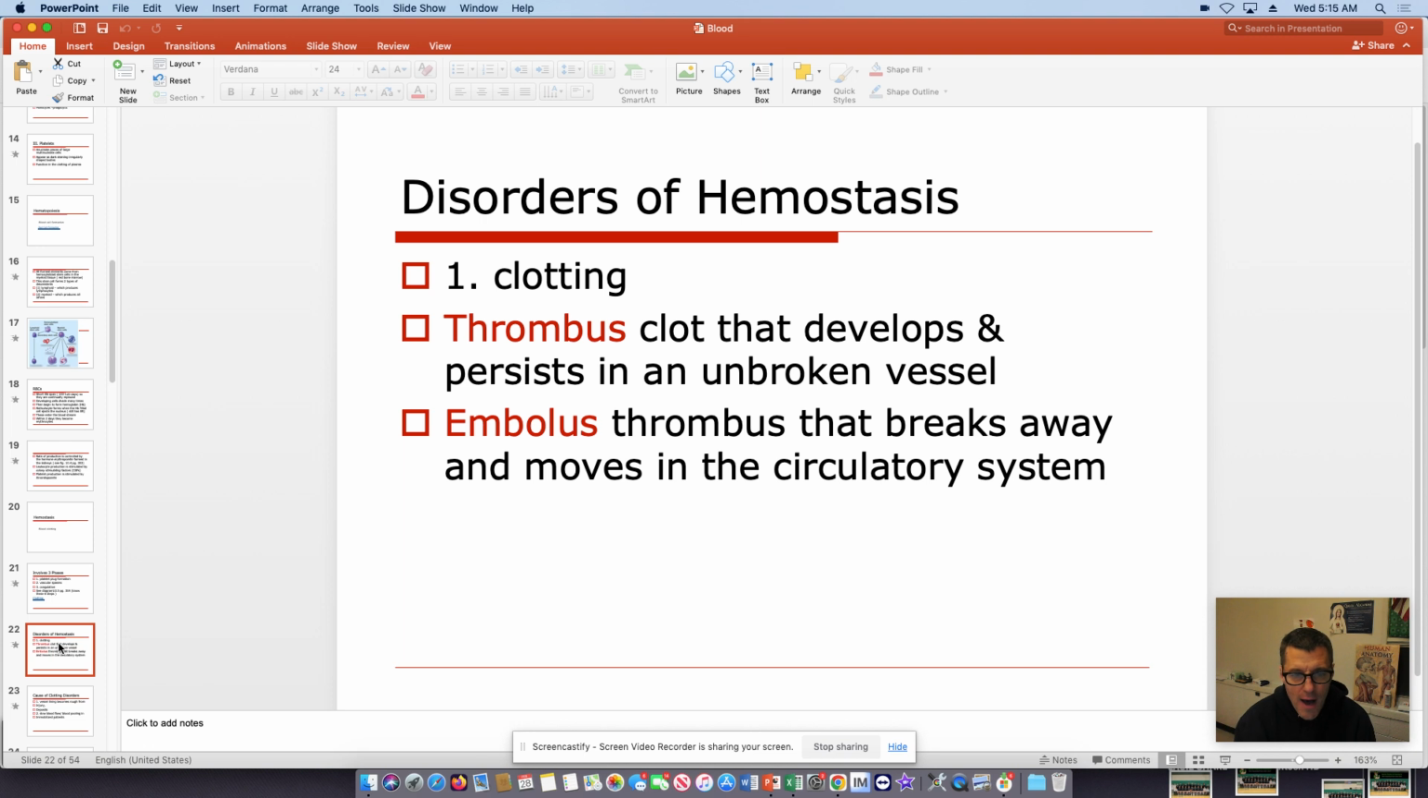With regard to clotting, a thrombus is a clot that develops in an unbroken vessel. So now we haven't had those triggering mechanisms of an injury that would normally cause your blood to clot, but now it's just clotting for no reason, potentially. And that, of course, is dangerous, particularly if it becomes an embolus and moves through the circulatory system and can cause a blockage at critical places in your circulation.